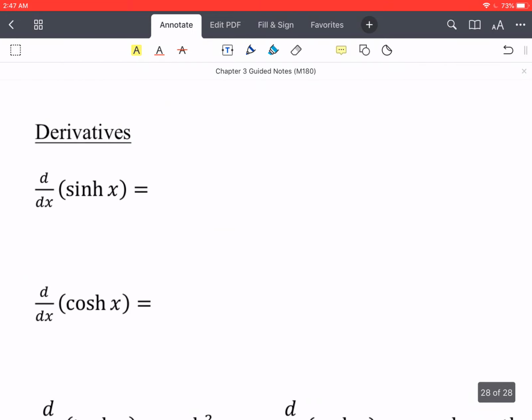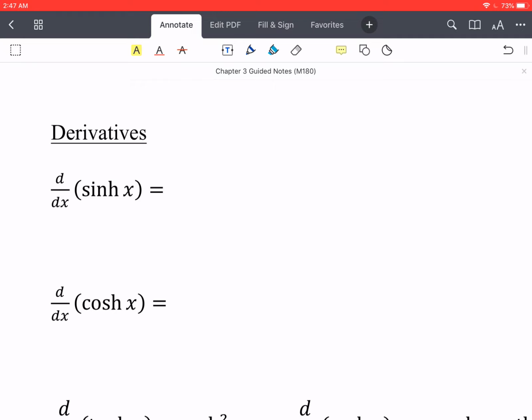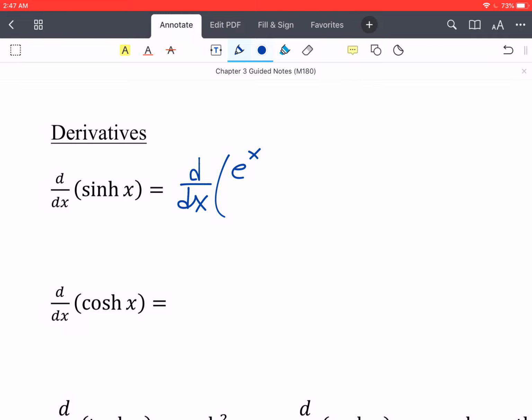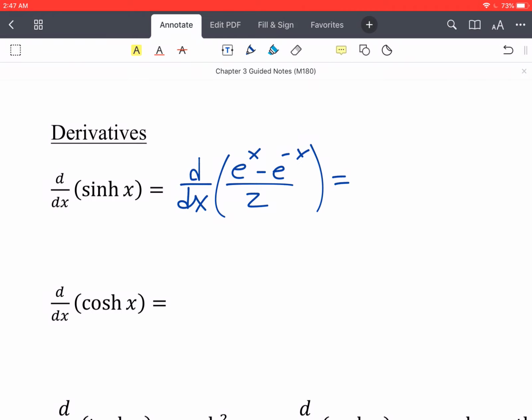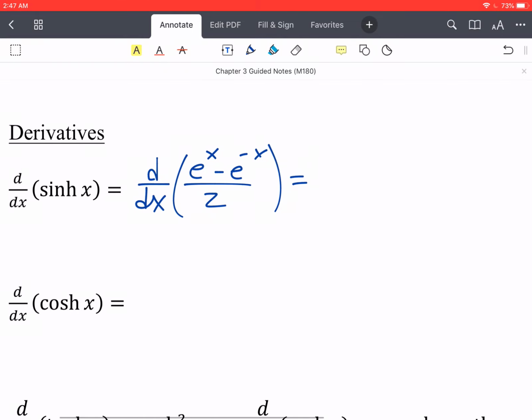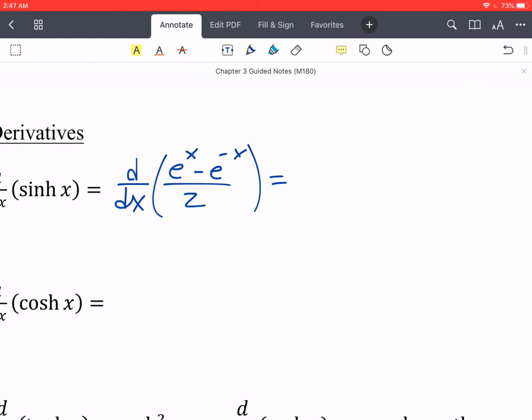For sinh and cosh, we can calculate their derivatives using, of course, their original definitions. So this is the derivative with respect to x of e to the x minus e to the negative x all over 2. The over 2, we don't have to use the quotient rule on this because the 2 is just a constant. We don't have a function over a function. Derivative of each of these individually.